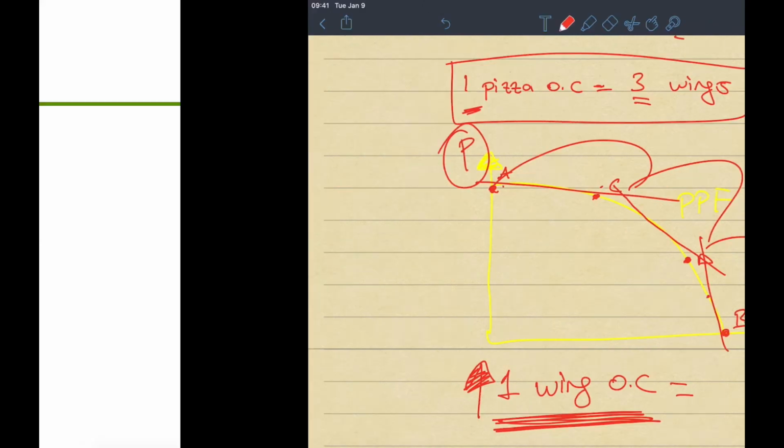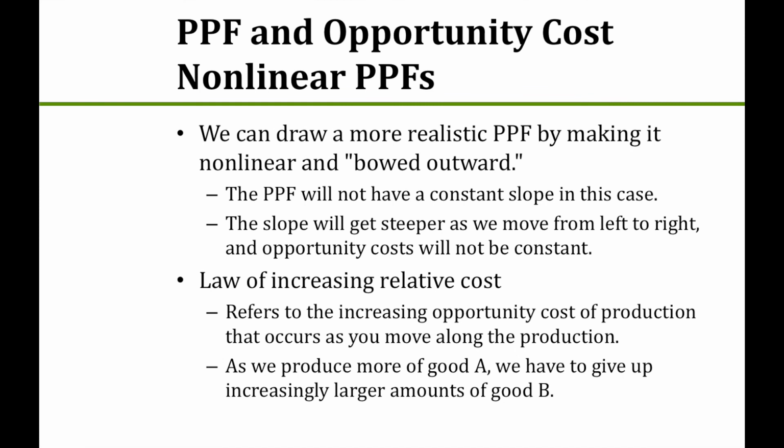Let's turn back to the slides and cover some text parts. We said that the production possibilities frontier will not have a constant slope in this case, and we relate that to opportunity cost. The slope will get steeper as we move from left to right, and opportunity cost will not be constant.